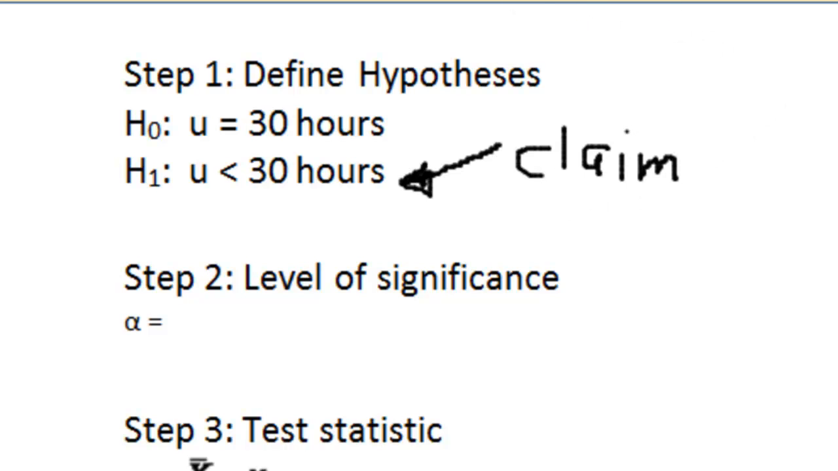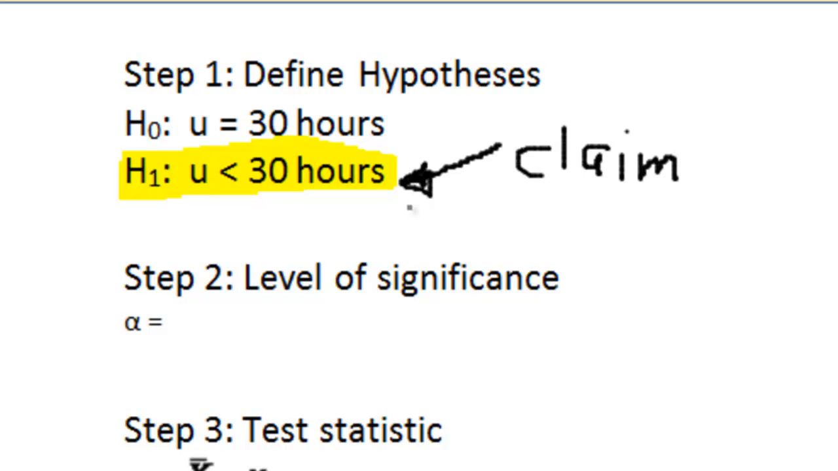This is really important. It's important because when we get to step 6, here I'll even highlight this, we're going to decide what we're going to say about the claim. We're either going to support it or we're not going to support it. So it's important to know which one here is our claim. And in this case, the alternative hypothesis is the claim. The claim is from those customers saying it's less than 30 hours. It's not 30 hours or more.